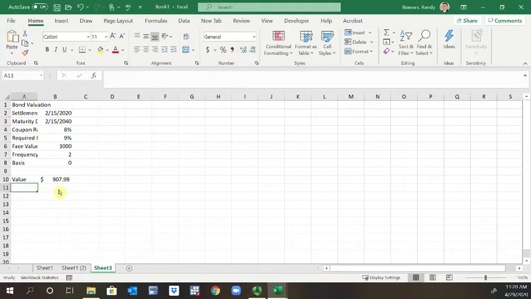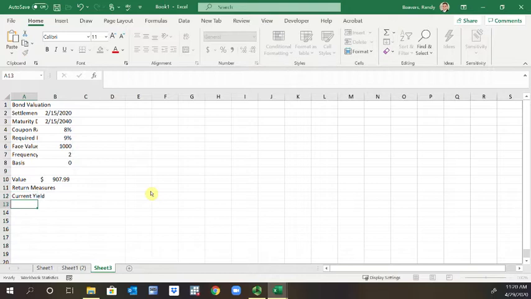With respect to bonds, there are three major return measures. So we're going to have current yield, yield to maturity, and yield to call. The current yield is equal to the annual payment divided by the value of the bond.